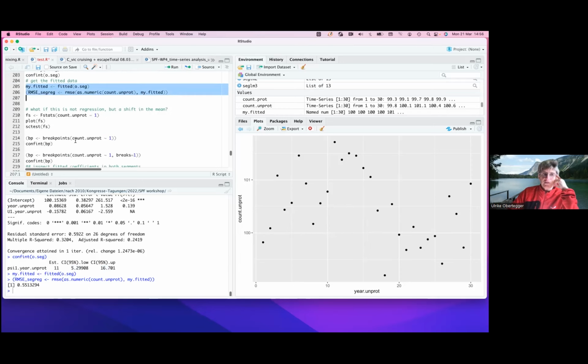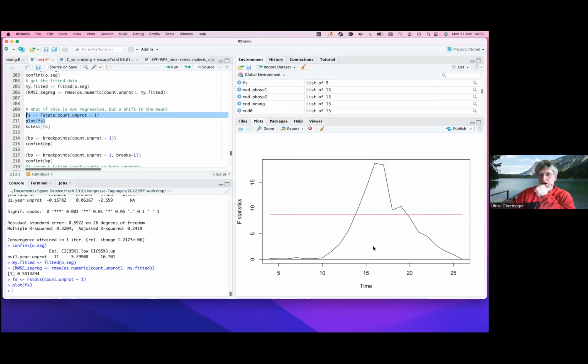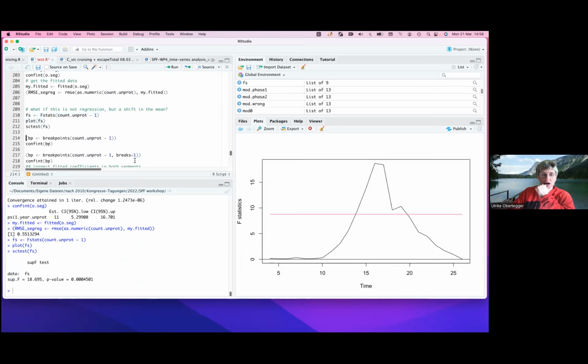Now, finally, what if this is not regression, but a shift in the mean? We can parameterize this shift in the mean with this. We put the observed values, the count, dependent on 1. And dependent on 1 tells R that it's just a shift in the mean. So again, it says, okay, after 15 there is this change point. The p-value is highly statistically significant.